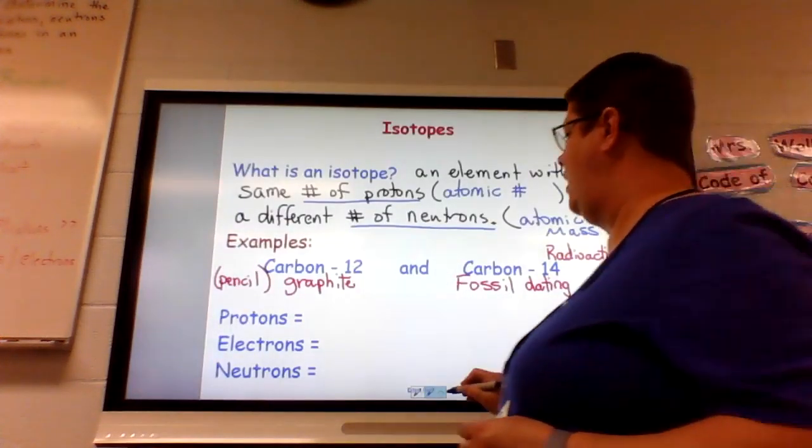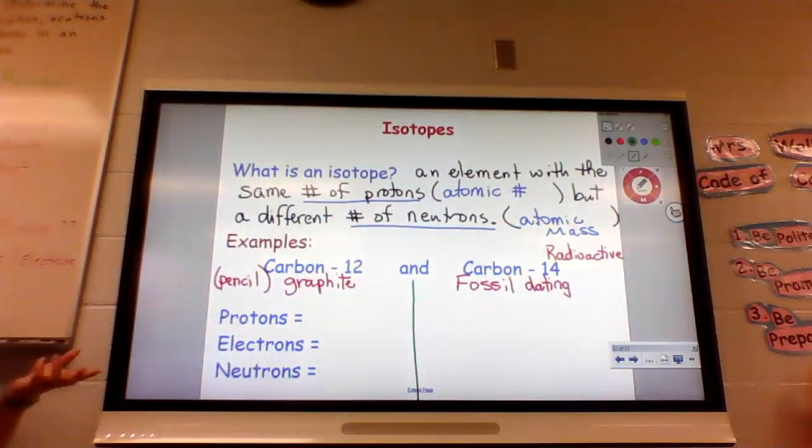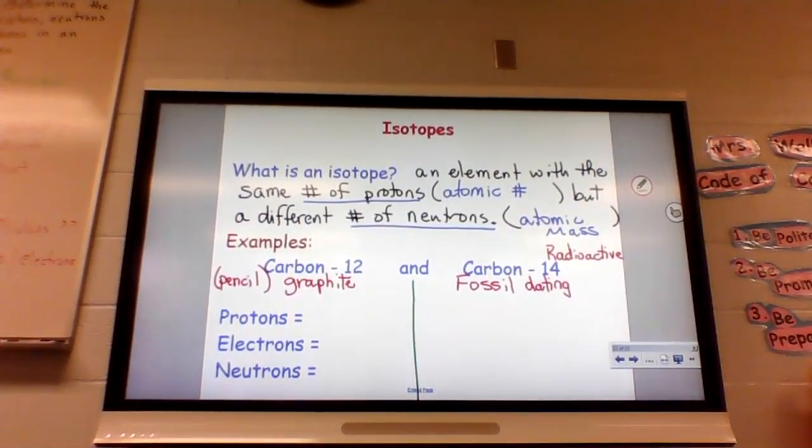So now, if we want to find their protons, neutrons, and electrons, what would I need to know in order to do that? Now, Jaya, see what you learned from a minute ago. What would I need to know to find their protons? The little number. So, what's the little number on the chart? But do we need to find it for each of them?